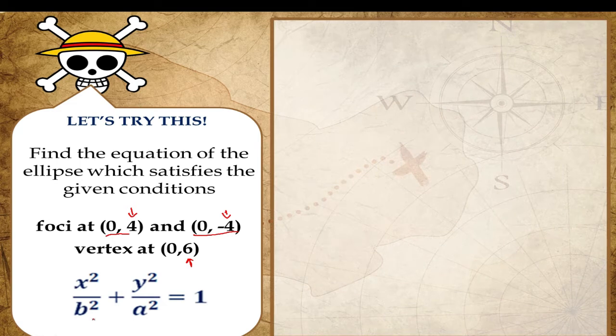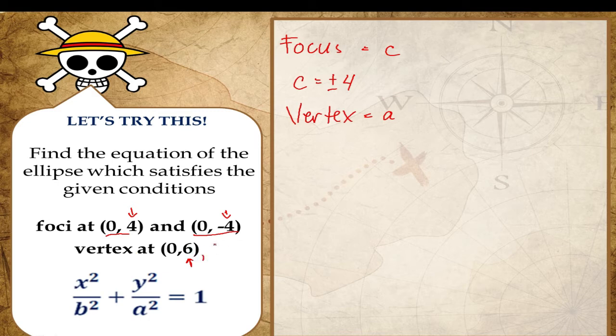Okay, now we already know in foci that it is denoted by letter C. Our foci is denoted as letter C, that letter C is equal to positive and negative 4 based on the given. Vertex naman natin is denoted by letter A. And remember na pares lagi ang vertex. We have 0, 6. Automatically on the other side, we have 0 and negative 6. So that means our vertex is denoted also by letter A, which is equal to positive and negative 6 based on the given.